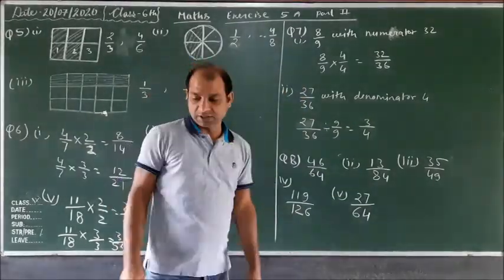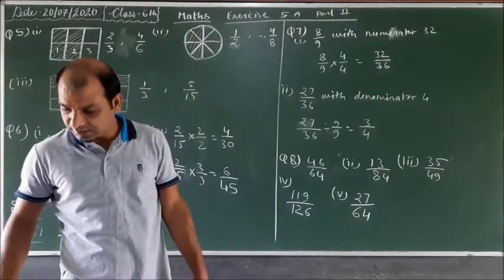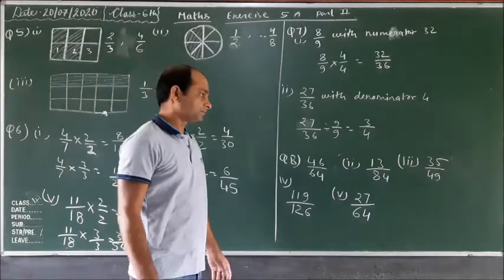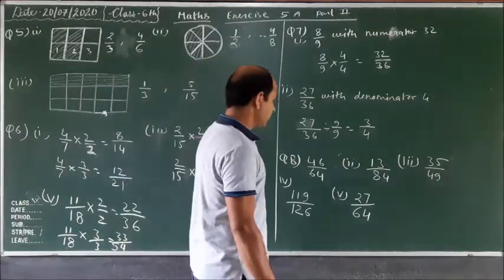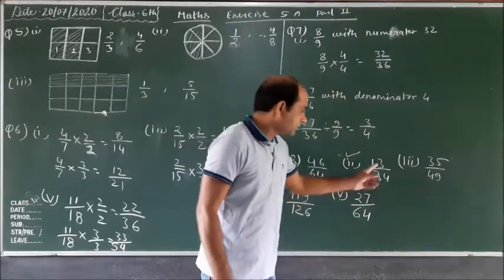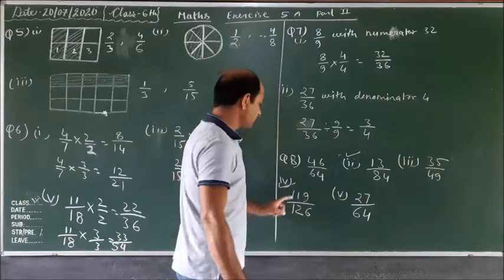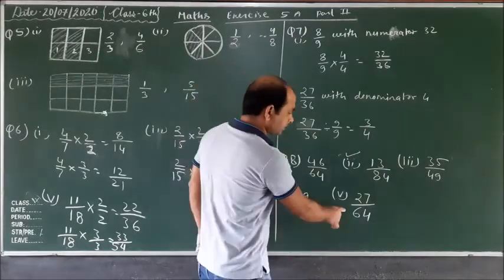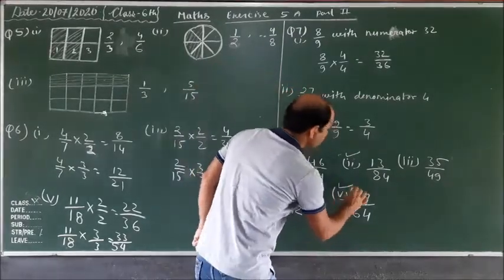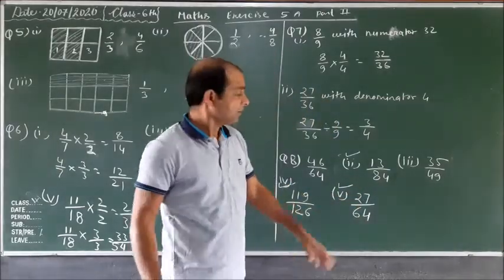Now the next question, question number 8. Which of the following fractions are in their simplest form? So, dear children, this is the simplest form, question number 2. Why? Because this is a prime number. This question is also in simplest form. This is a prime number. And 27 upon 64 is also in simplest form.